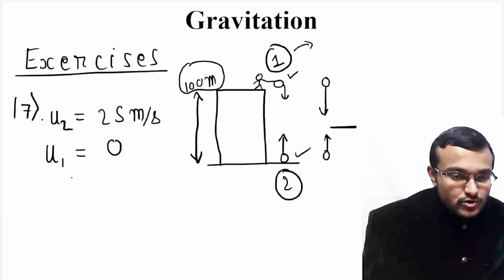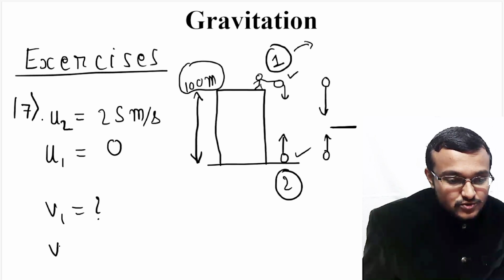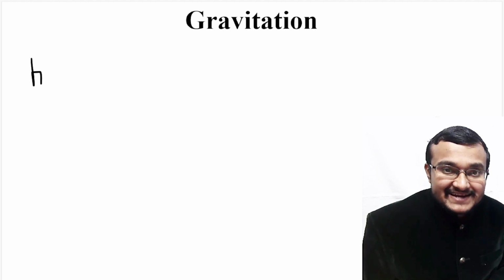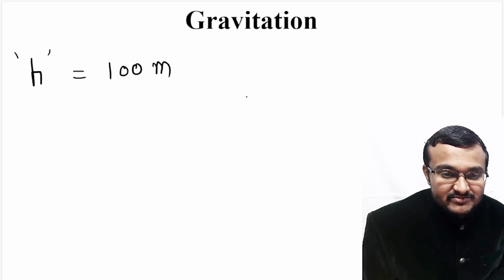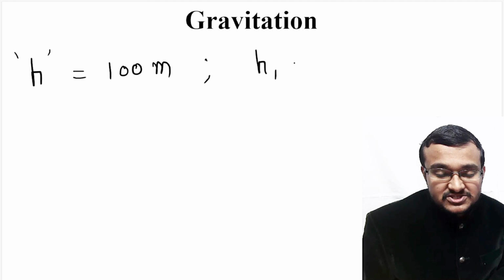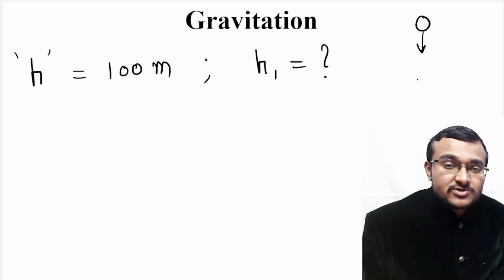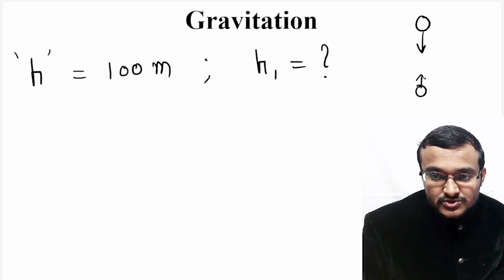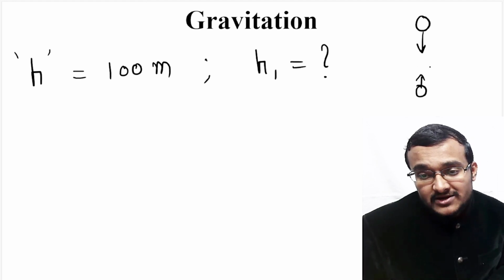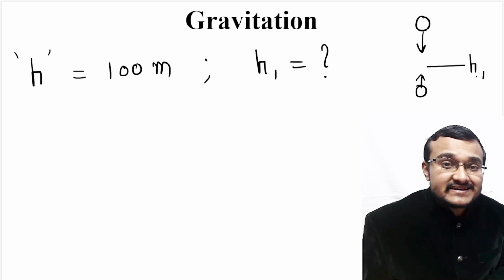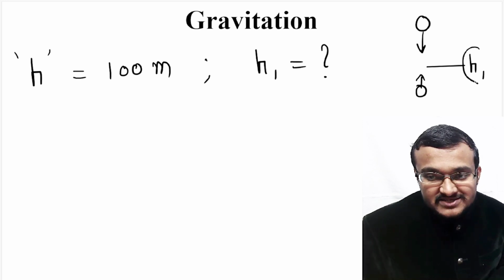So now we don't know what is V1 and we also don't know what is V2. So now in this particular question, we will call the height of the building as h, which is equal to 100 meter, and we will call the position at which these two stones meet as h1. So we don't know what is h1. So that means here one stone is dropped from the top of this building and one stone is thrown upwards from the bottom surface. At a particular position these two stones meet, and this particular position we call as height h1. So now we have to calculate what is this h1.